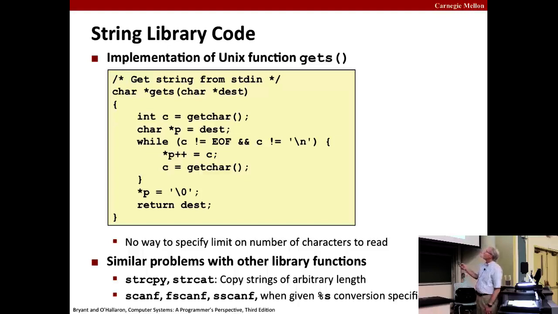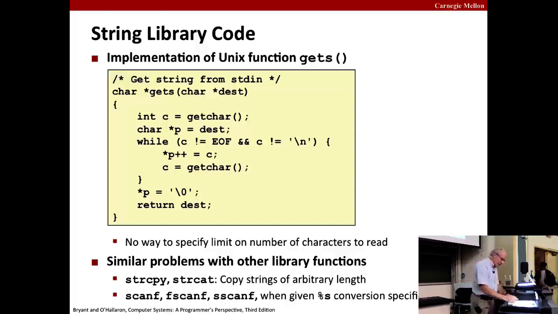And so this is an approximate version of what the code for gets looks like. As an argument, it's just given a destination of where to store the result. All it does is read one character at a time, looks for an end of file, meaning that the input stream is closed, or an end of line. But until it sees that, it just keeps adding more things to the end of this buffer.